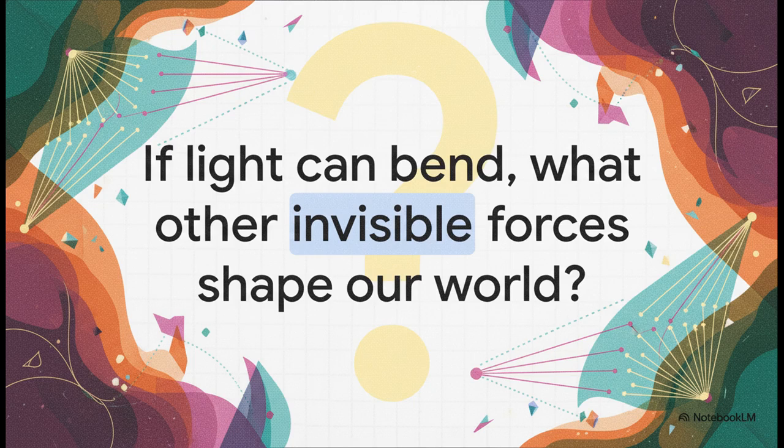And that just about covers it. We've seen how these two simple rules for light, bouncing and bending, are responsible for so much of how we see and interact with the world. It really makes you think, doesn't it? If the very light we see can be bent and fooled by invisible boundaries, what other powerful unseen forces might be shaping our reality right in front of our eyes?